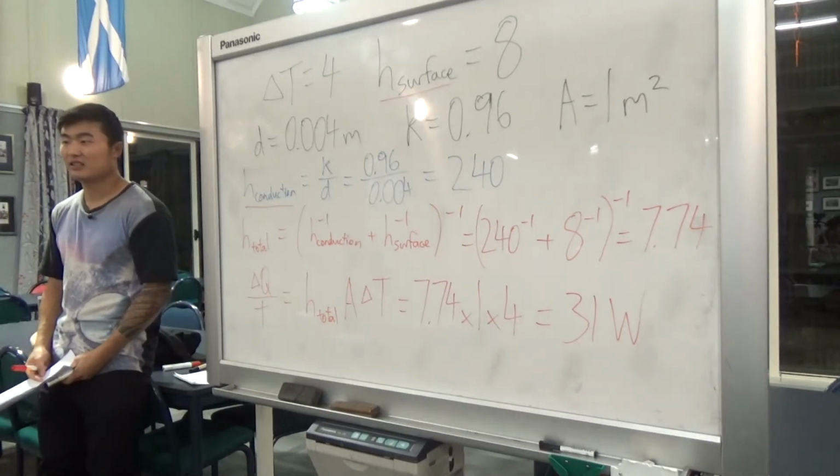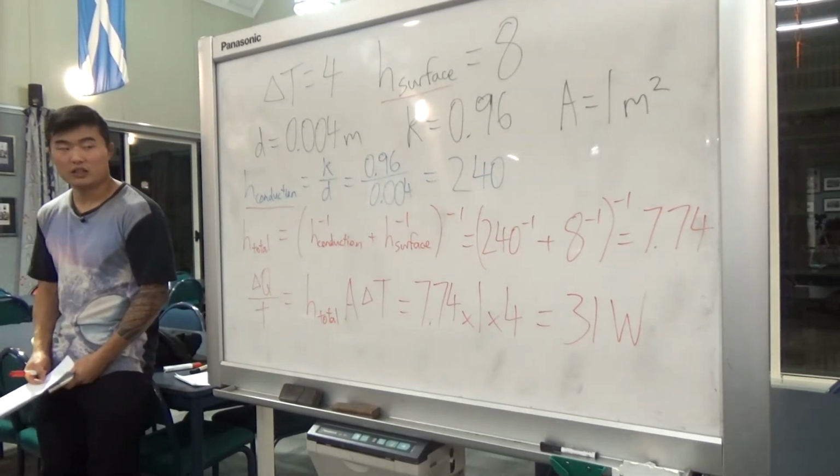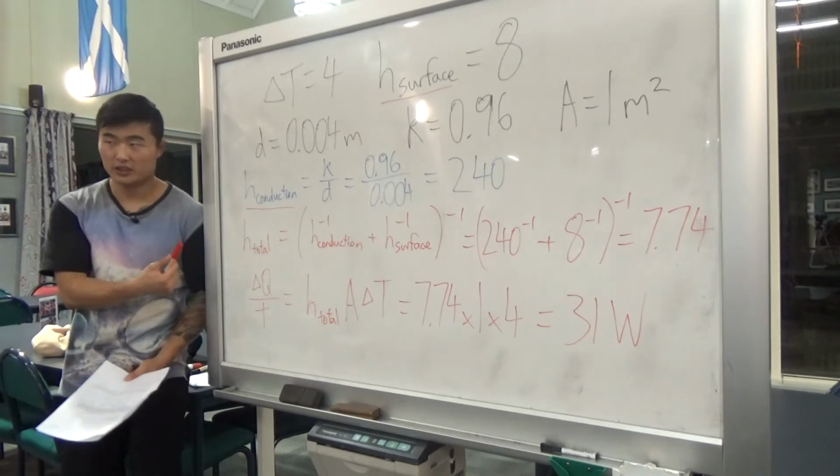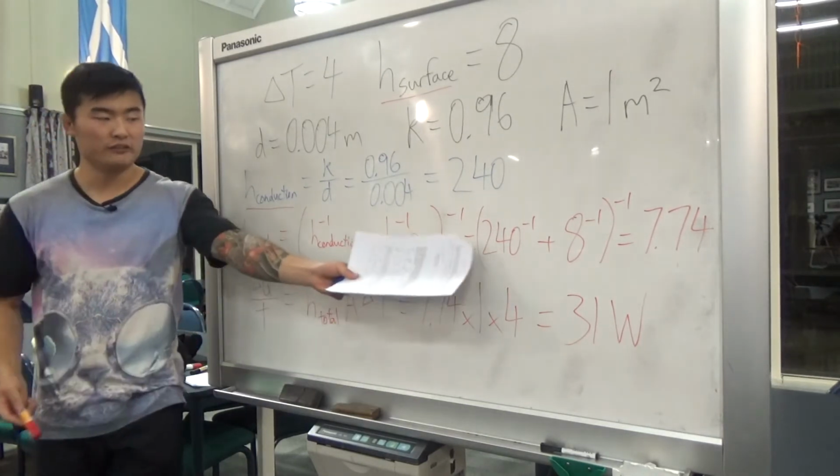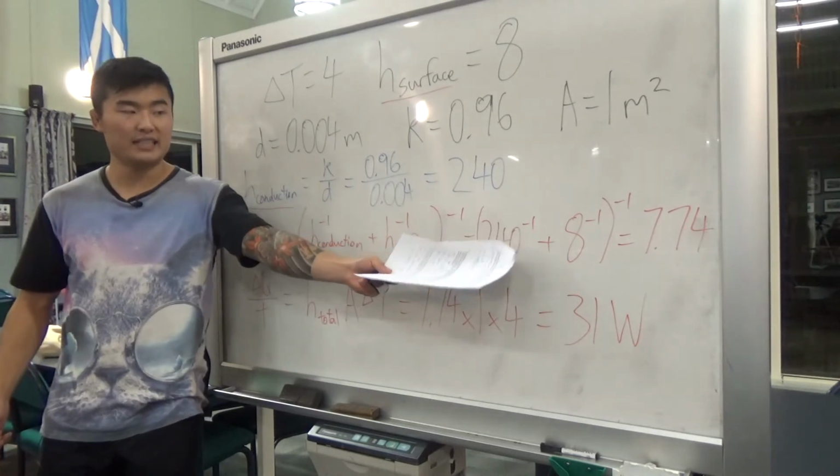Yep. Why is the -1 over? Oh, so it's 1 over. So, yeah, 1 over. So that would be 1 over 240 plus 1 over 8.